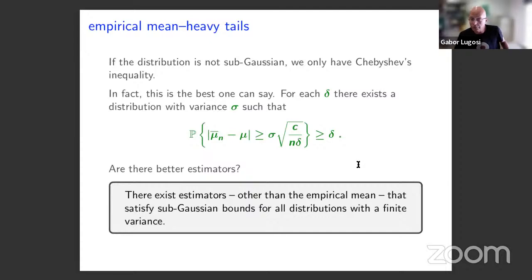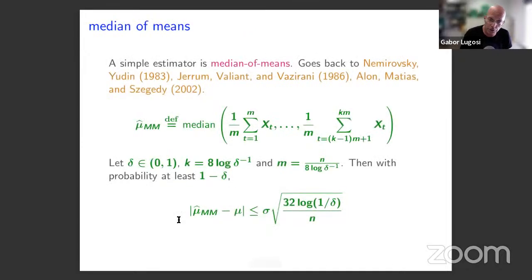So if you are not willing to assume this, then the empirical mean cannot hold this. In fact, it's easy to construct examples to show that Chebyshev's inequality is sharp, that we cannot do better than what Chebyshev's inequality suggests. However, it is perhaps surprising that there exist estimators other than the empirical mean that satisfy these kind of sub-Gaussian bounds in a non-asymptotic way for all possible distributions whose variance is finite. Okay, and this has been well understood.